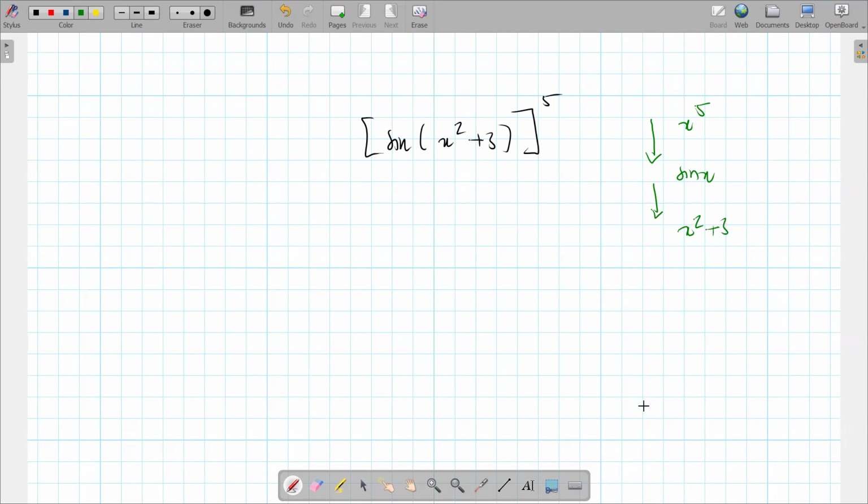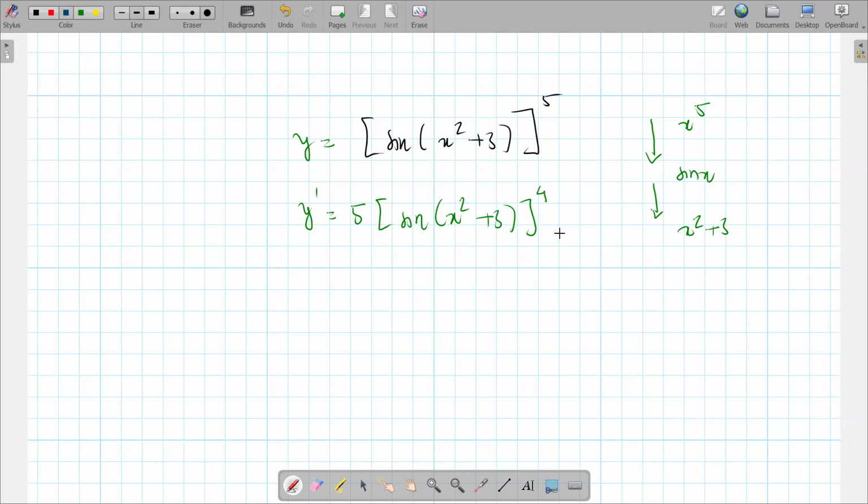But nothing really changes. So the derivative of this, if this is y, look at this, y prime. You always start on the outside and you work your way inside. So we have a power 5 function. We're going to bring the 5 all the way to the front. We're not going to touch anything on the inside. And that 5 becomes a 4. Okay?